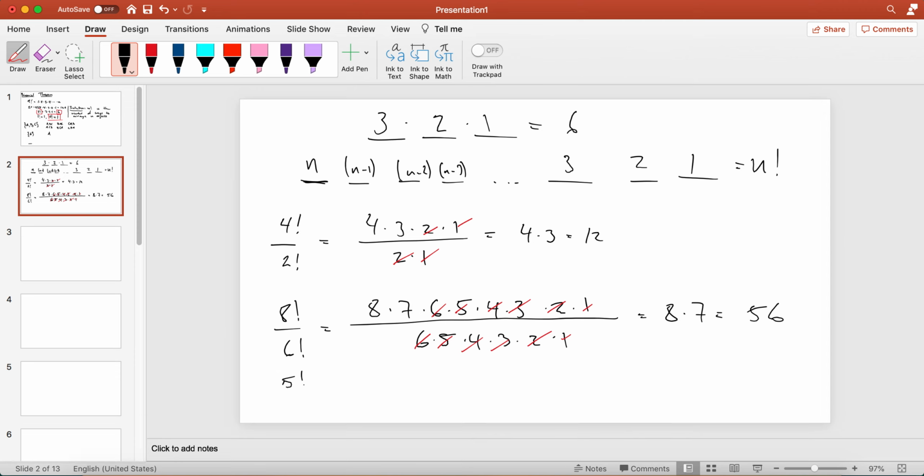Let's do 5 factorial over 0 factorial. If it weren't for this factorial, this would be impossible, right? You can't divide by 0, but you can divide by 0 factorial. Because this is 5 times 4 times 3 times 2 times 1, all over 1, because 0 factorial is 1. But that's just 5 times 4 times 3 times 2 times 1. It's going to be the same thing, and we said before, that's 120.